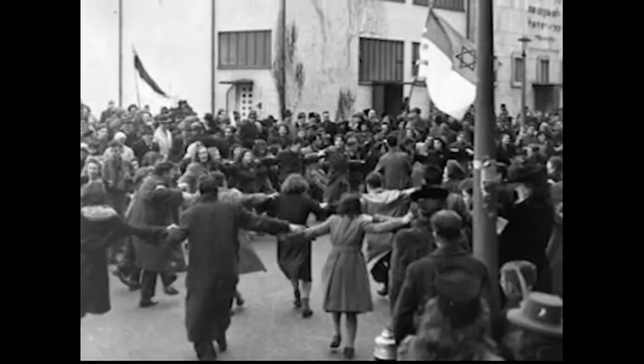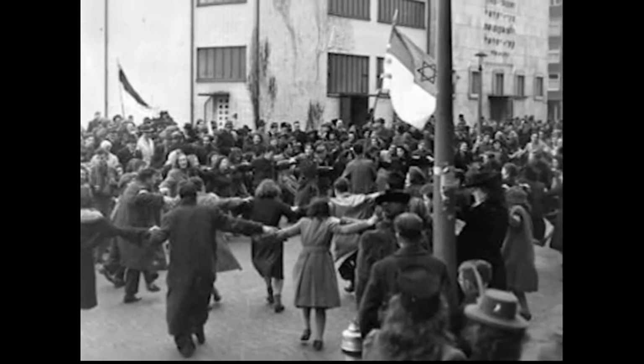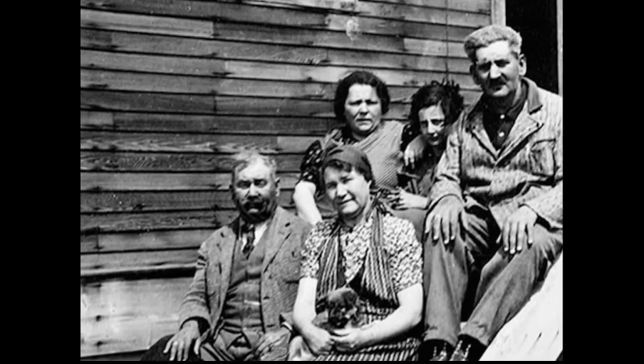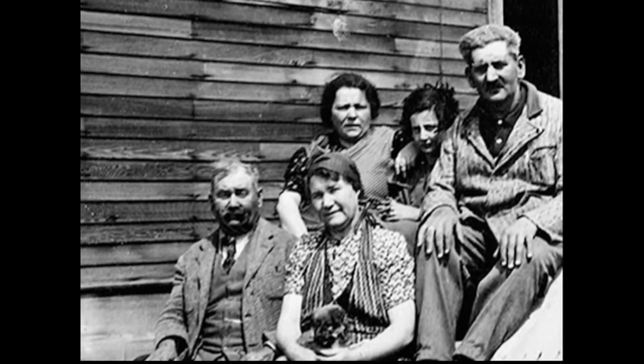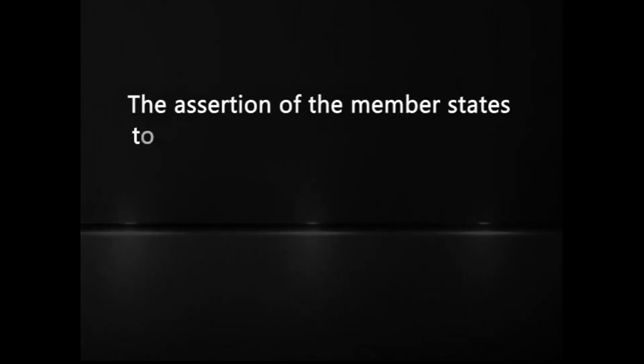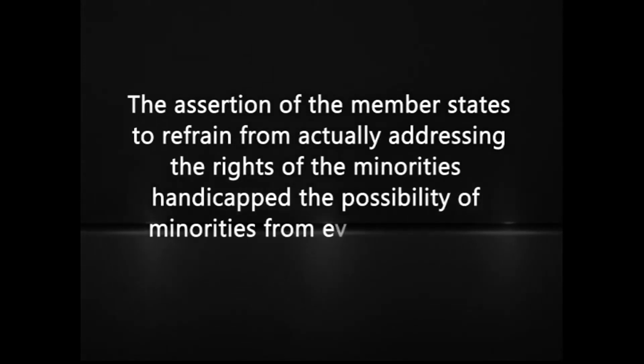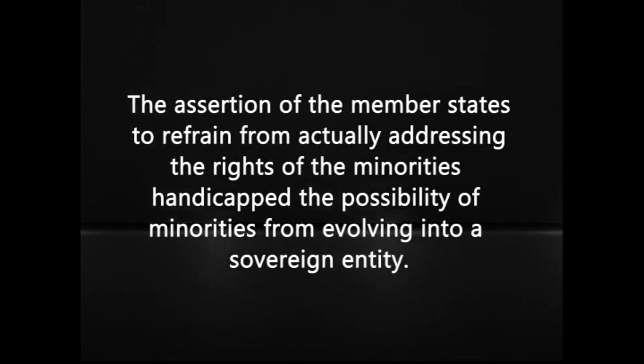Despite commendable headway made by the League in envisioning minority rights, it remained entangled and contested as far as the structure of engaging minority rights was concerned. The right to send direct appeals from the minority states to the League and the Permanent Court of International Justice remained unsettled for many years. The assertion of the member states to refrain from actually addressing the rights of the minorities handicapped the possibility of minorities evolving into a sovereign entity.